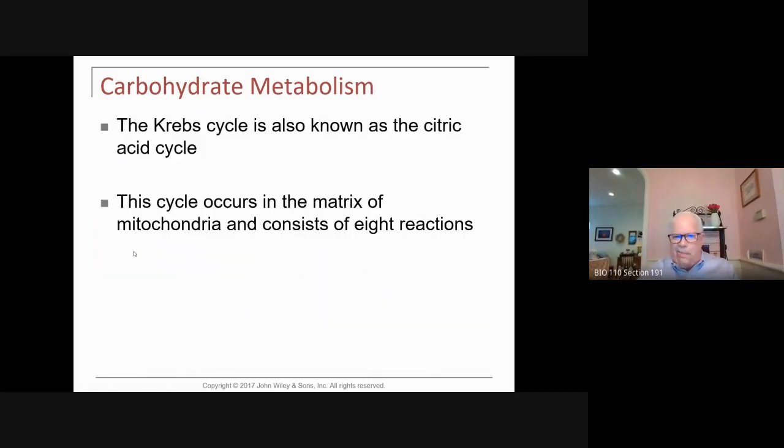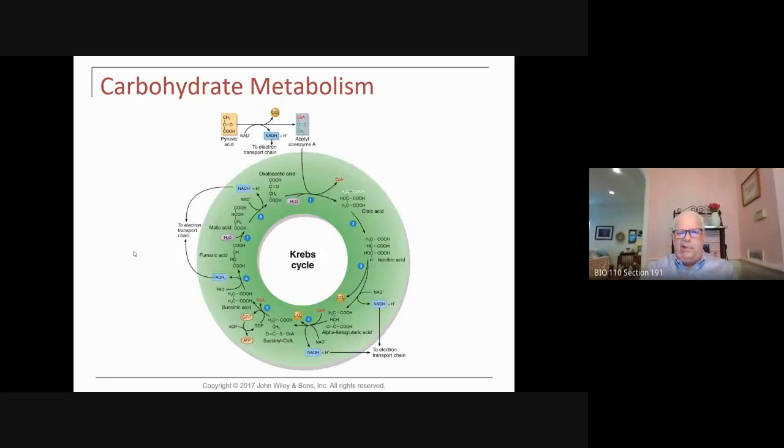The Krebs cycle is also known as the citric acid cycle. It occurs in the matrix of the mitochondria and consists of 8 reactions. No, you don't have to know the 8 reactions. But I want you to know the outcome of the Krebs cycle. I would never ask you these words. You don't have to know these words. You should have learned them in high school, actually.